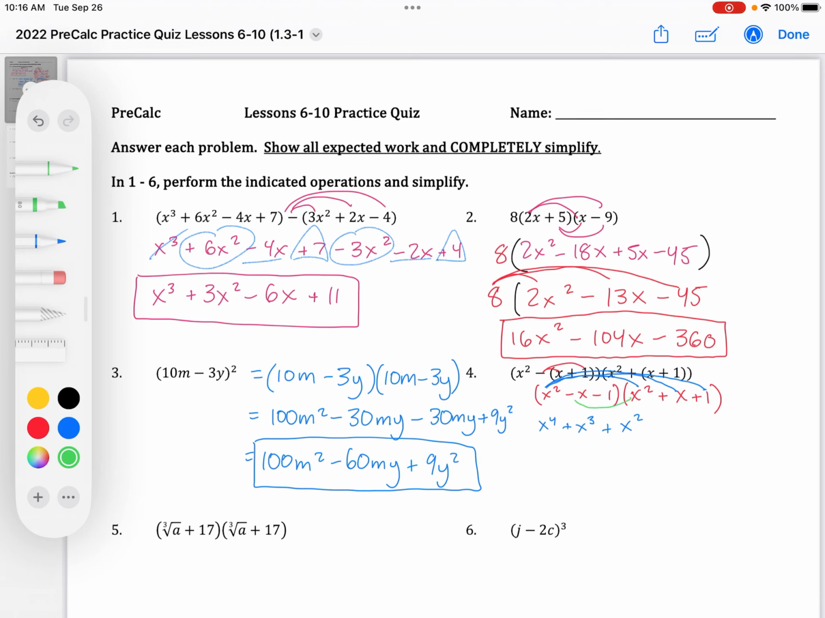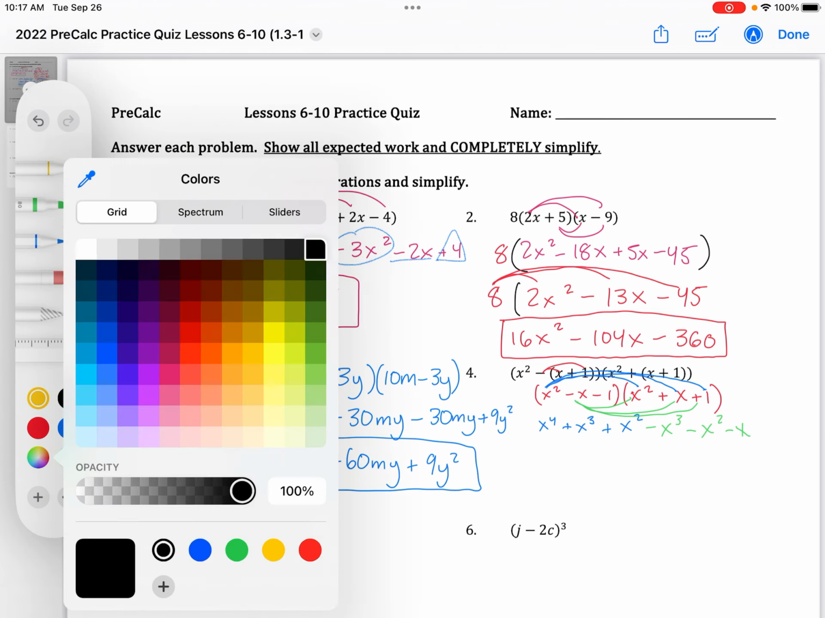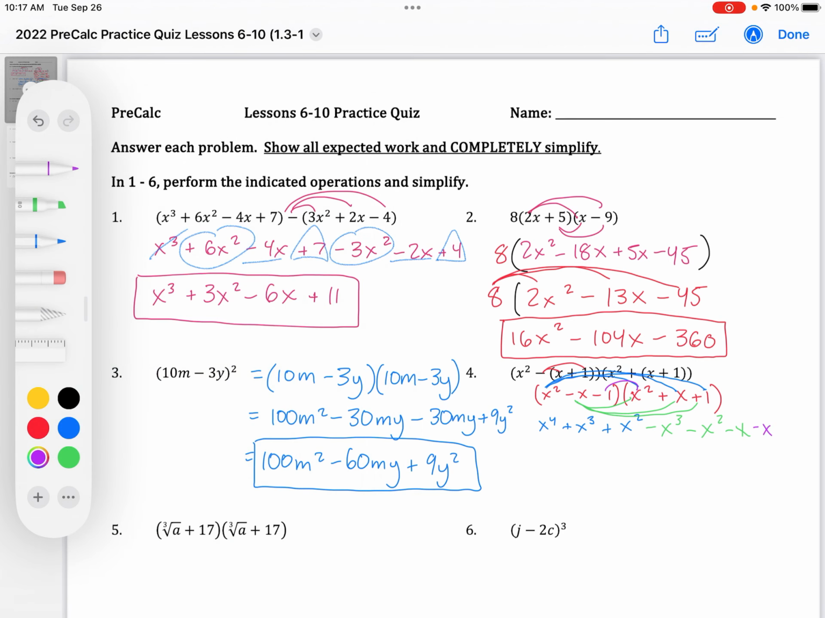Now distribute the negative x, you get a minus x cubed minus x squared minus x. And then we'll distribute the negative 1. I don't know, let's just use purple. Okay, so the negative 1, we get minus x squared minus x, and then minus 1 at the end.